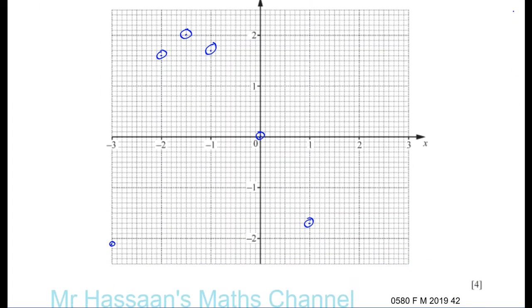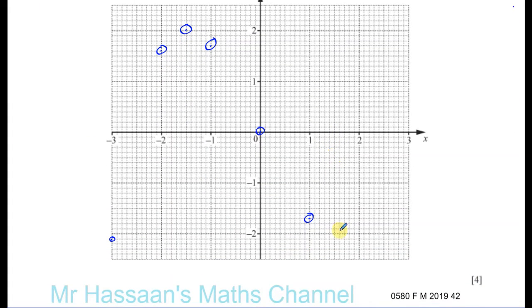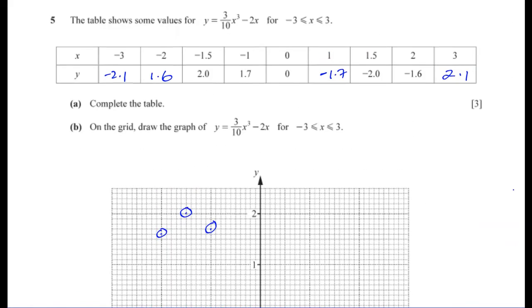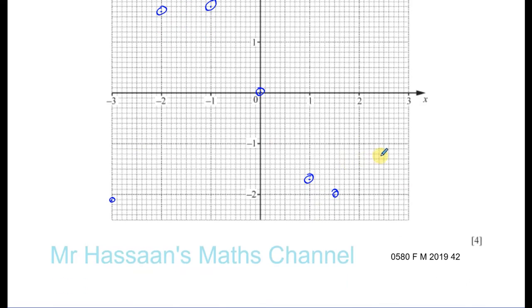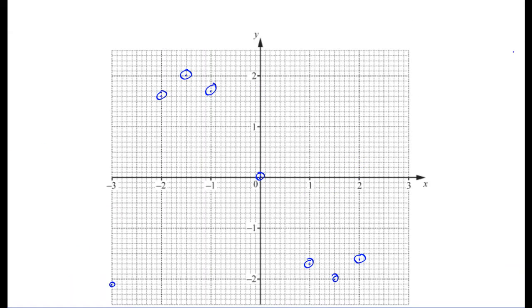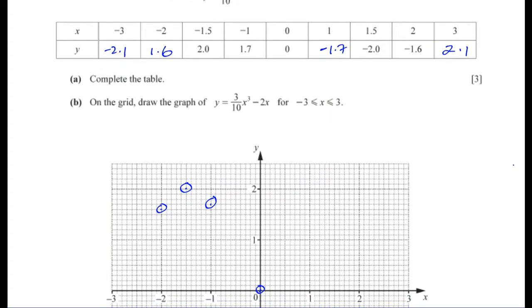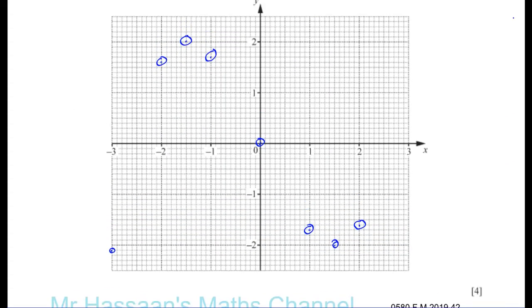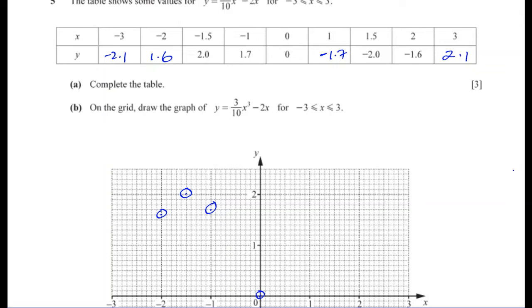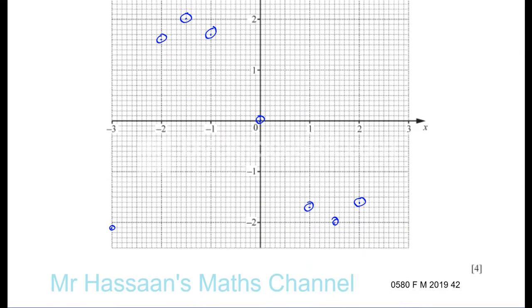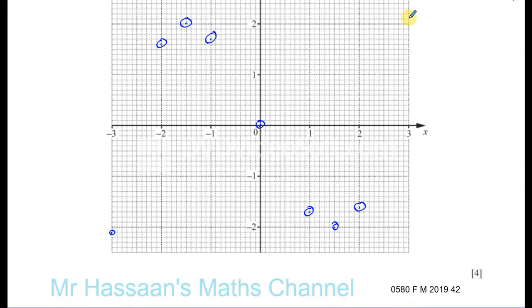And then you have 2 and minus 1.6. That's 1.5, 1.6. And then you have 3 and 2.1, which is right there. Okay, so you can see that you're going to have a cubic curve.